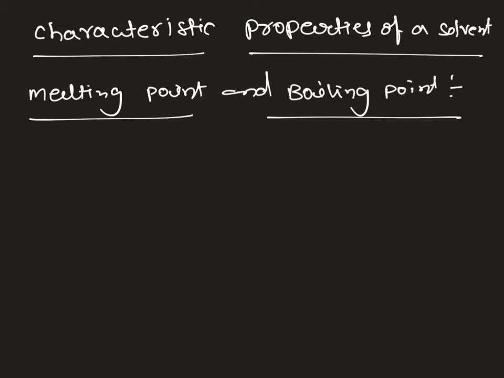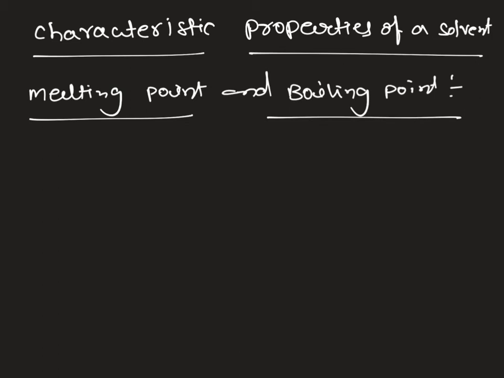Melting point is the temperature at which a substance melts, that is, solid is converting into liquid. That temperature is called the melting point of that substance. Boiling point is the temperature at which the vapor pressure of the substance is equal to atmospheric pressure. Or in simple terms, the liquid phase is converted into vapor phase, and that temperature we take as the boiling point at atmospheric pressure.